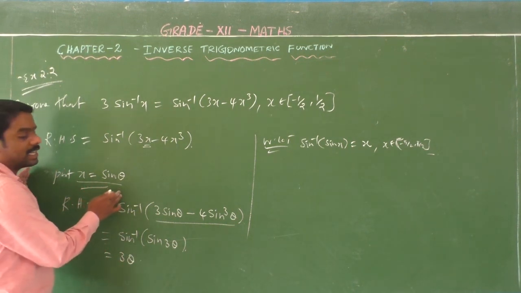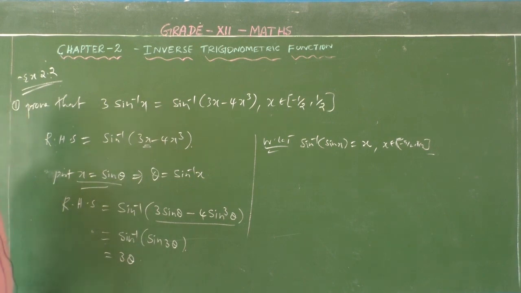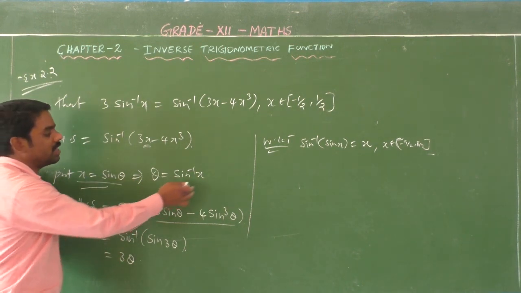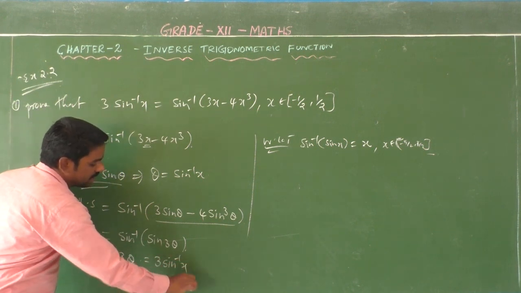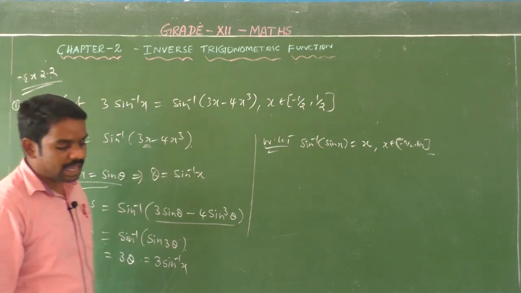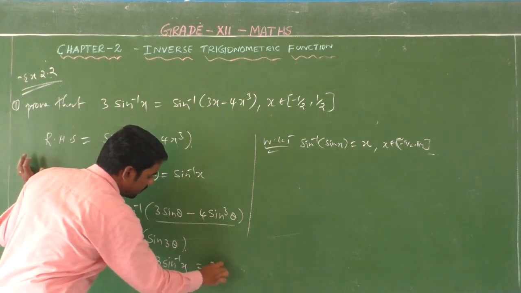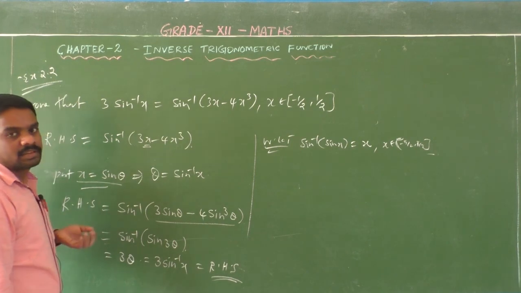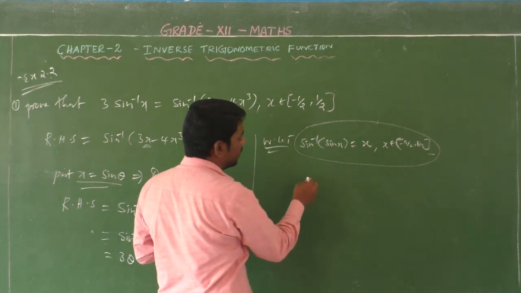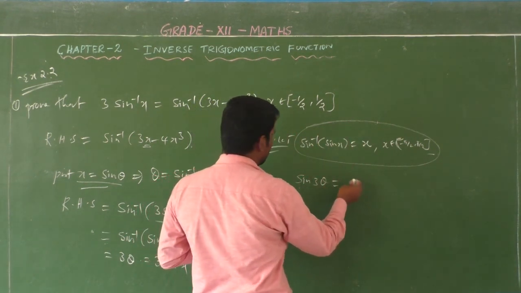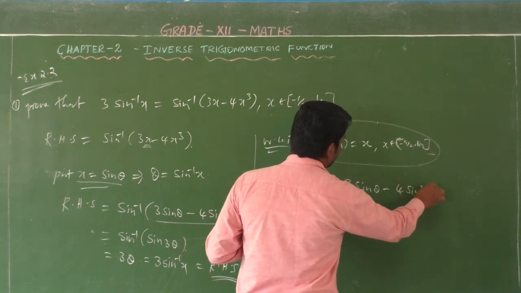Here x equals sin θ, which implies θ is written as sin inverse x. So θ is equal to sin inverse x, and this value is replaced for θ. So 3θ is equal to 3 sin inverse x. Here the RHS value is 3 sin inverse x, so LHS is equal to RHS. We only use the formula sin inverse of sin x is equal to x, and another trigonometric identity, sin 3θ is equal to 3 sin θ minus 4 sin³θ.